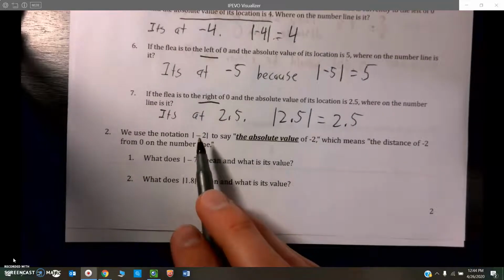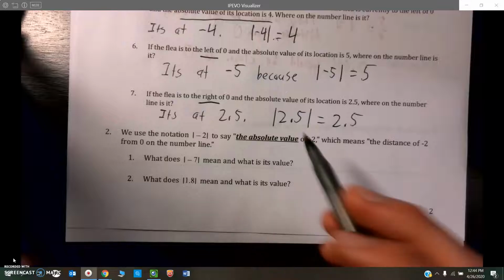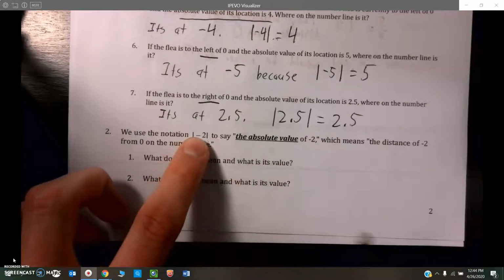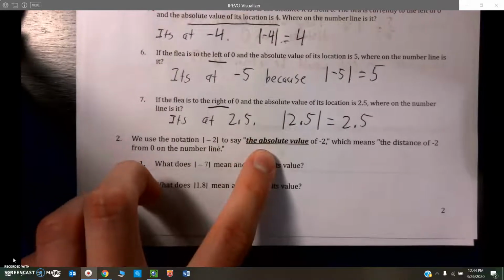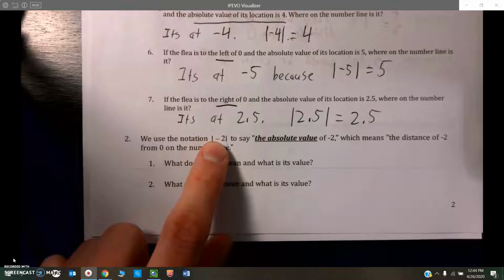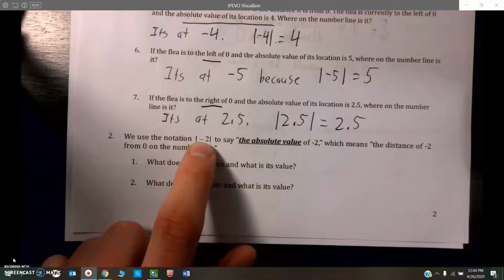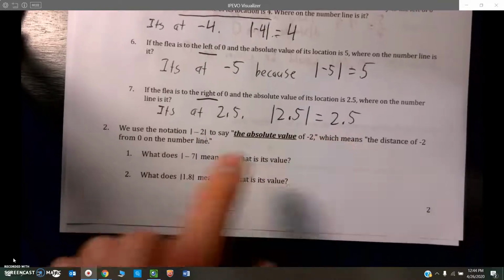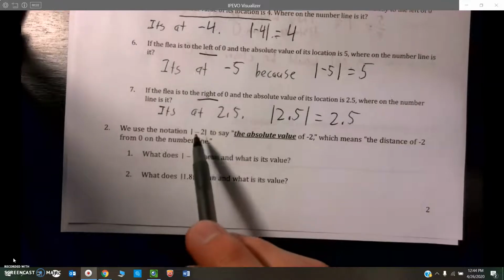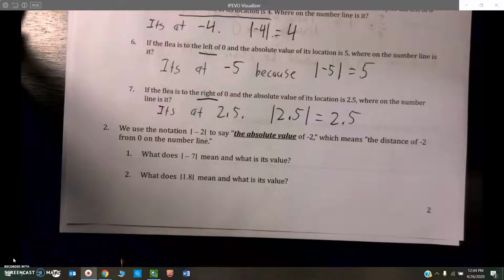So we use the notation. So once again, here's that absolute value notation to say the absolute value of -2. So anytime you see these little vertical lines surrounding a number, that's how you read it. You need to say the absolute value in front of it. So this would not read as -2. When you see this, you say the absolute value of -2. And that always means the distance of -2 from 0 on the number line. So this is not saying what is -2. This is saying what is the distance of -2 from 0.